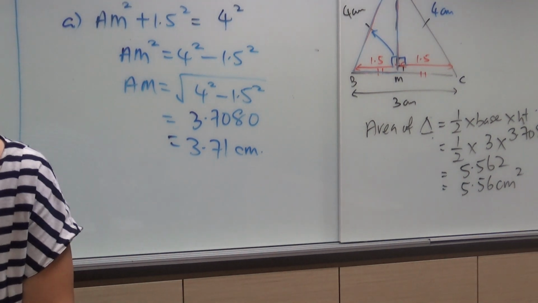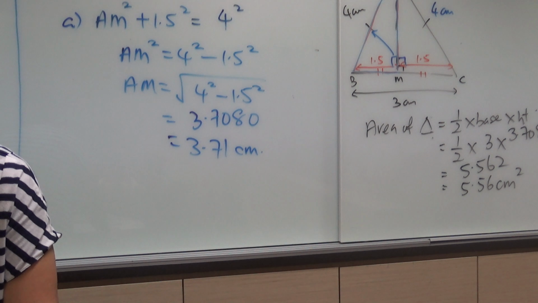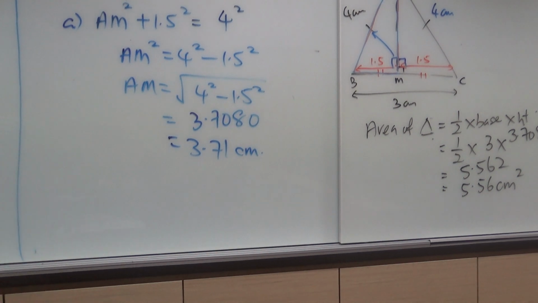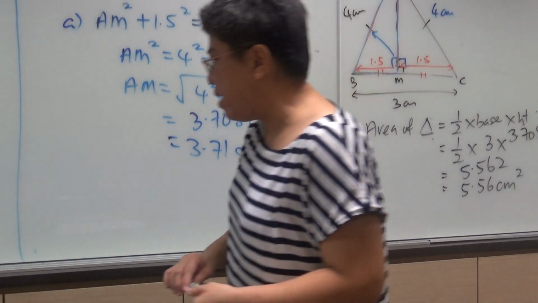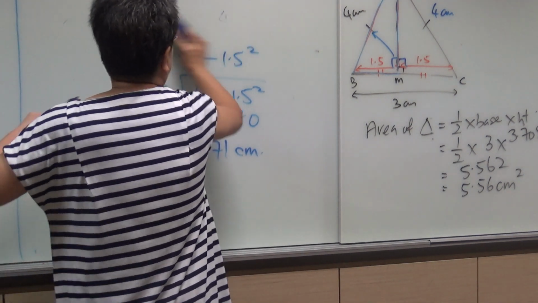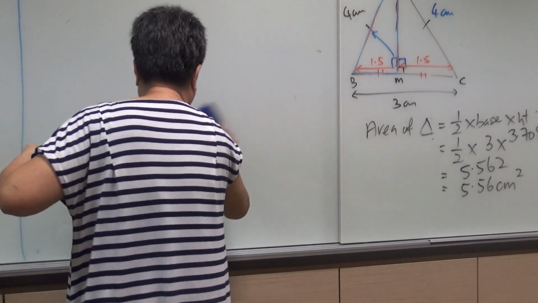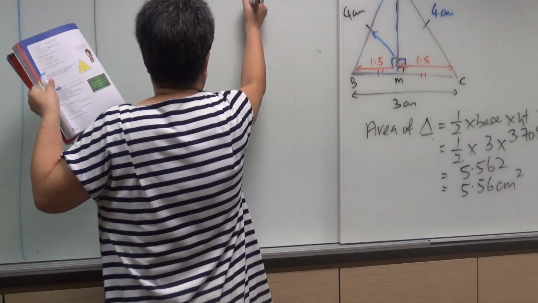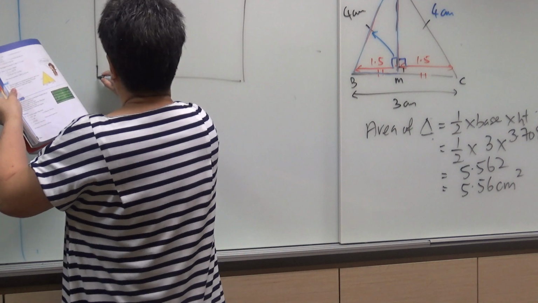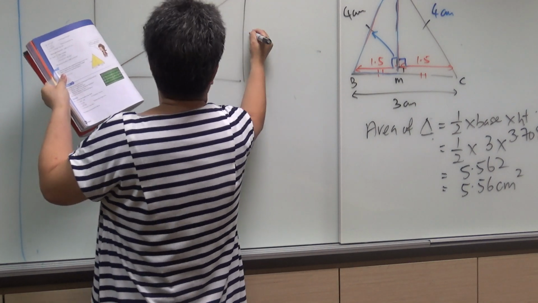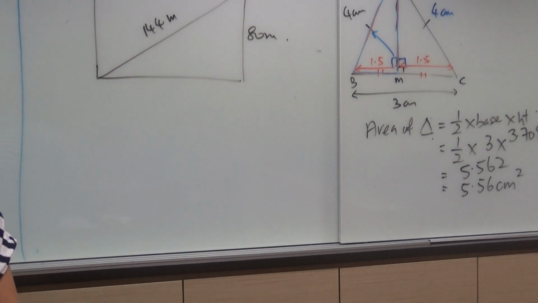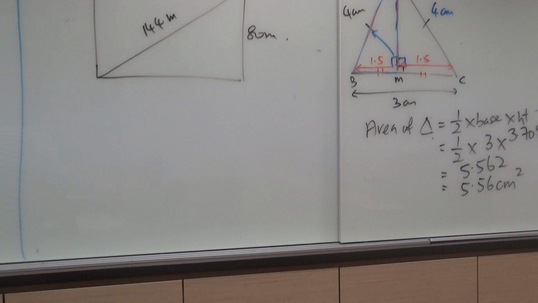Okay, so this is how we use the Pythagoras theorem to find certain length and to make use of the length to find the area of the triangle. Okay, now I am moving on to example 5. This is a football field, okay? The width and diagonal of a rectangular football field are 80 meters and 144 meters respectively. Find the length of the field.